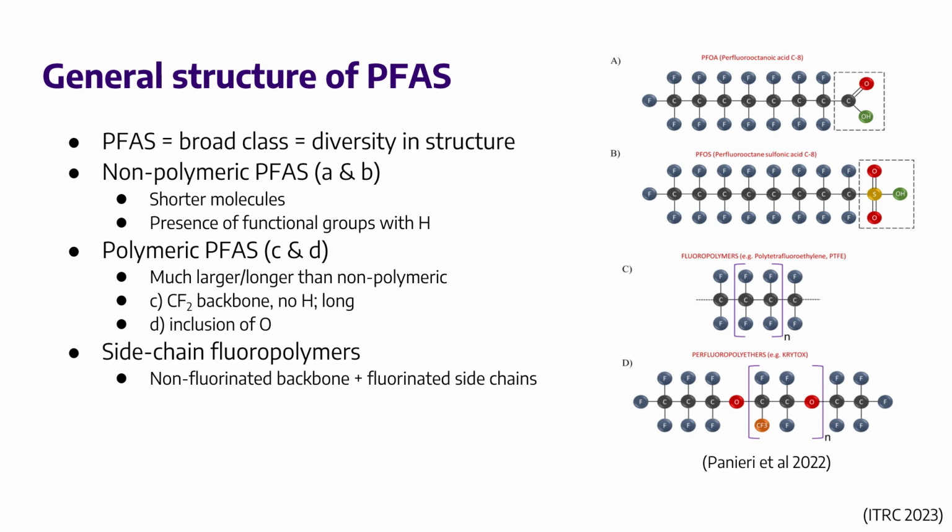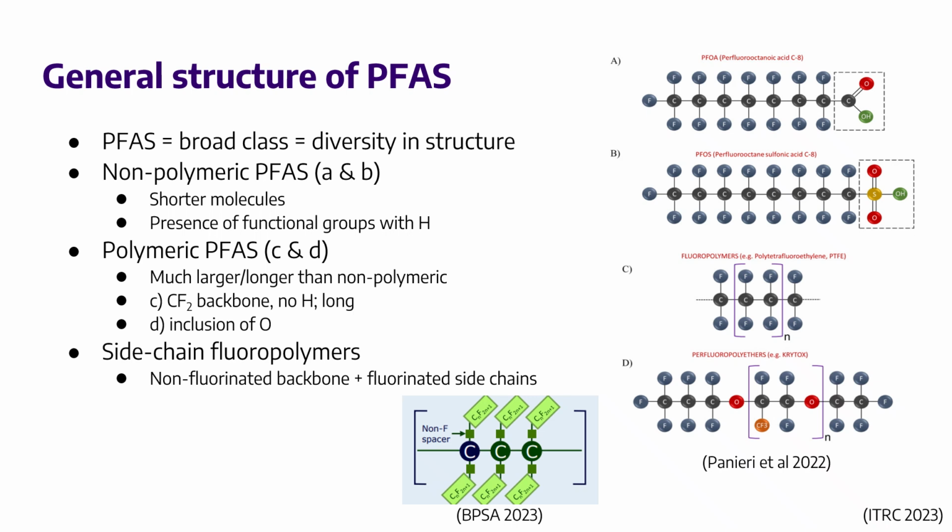Polymeric PFAS, on the other hand, are much larger and longer than their non-polymeric siblings. For example, in Teflon, the backbone is actually super long. We can see this in the brackets and the subscript N in the actual graphic. This means that this chain will repeat for as long as N dictates it is. And Teflon and its siblings, fluoropolymers, actually don't have hydrogen, so it's strictly fluorine. And in D, there is the inclusion of oxygen for that class of chemicals.